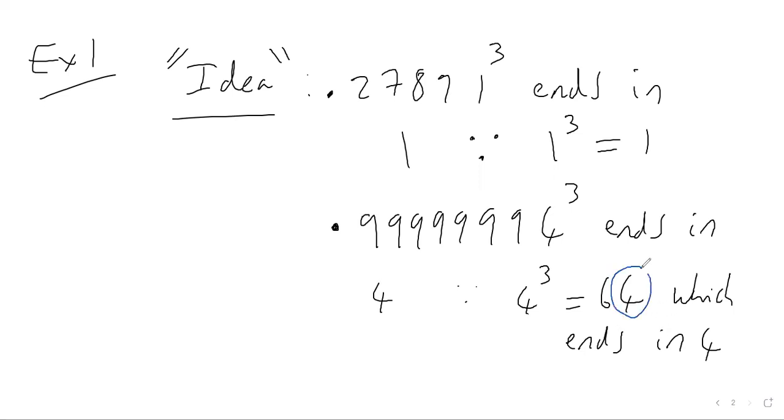And 64 ends in a 4 itself. So we know that when we cube any number that ends in a 4, we're going to get a number which also ends in the number 4 as well. So that's the idea of our proof. So let's go ahead and actually prove example 1.